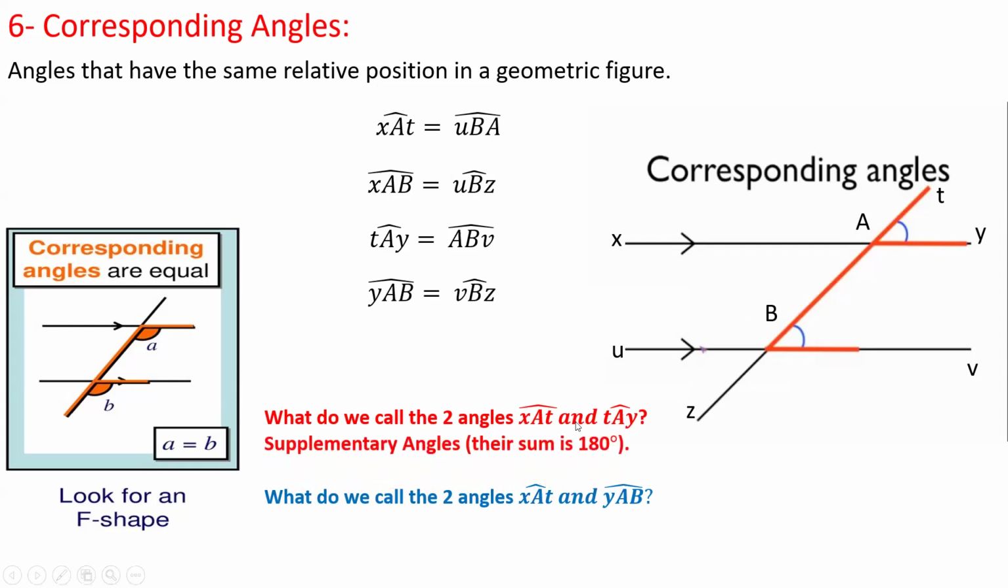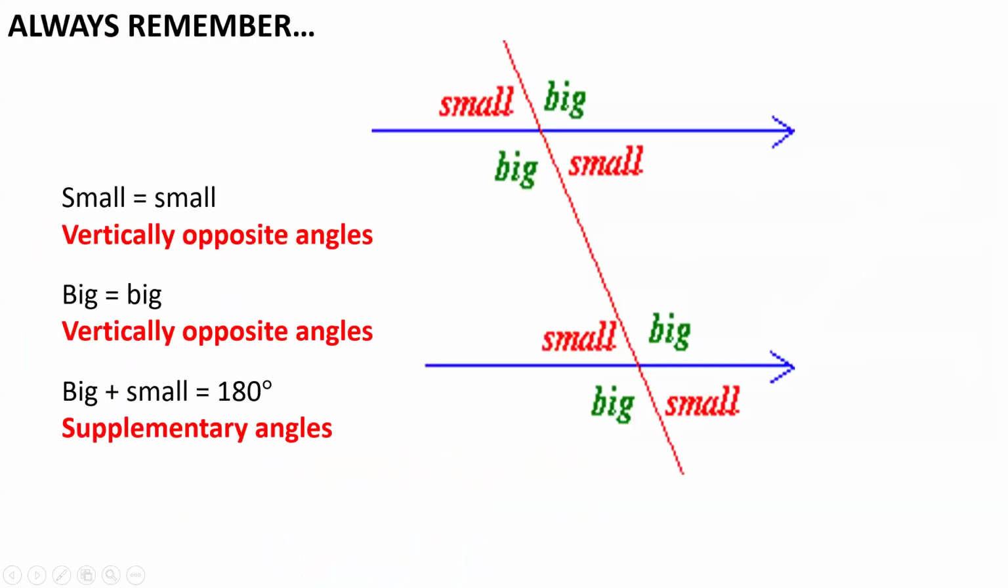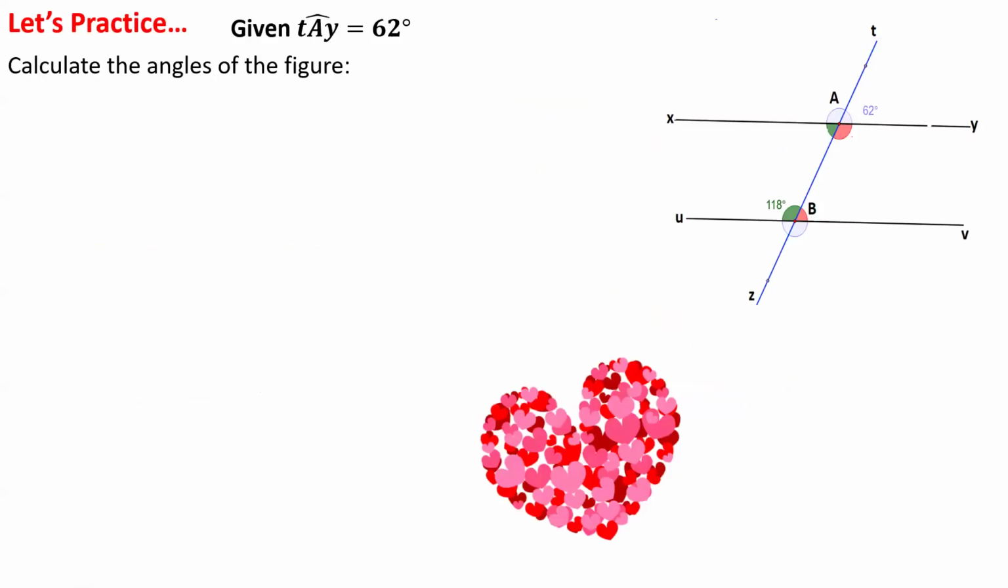So as I said, here XAT and TAY are supplementary angles since their sum is 180 degrees. XAT and YAB are vertically opposite angles, and they are equal. So always remember this shape. When I talk about alternate interior, I'm talking about this big with this big on the opposite, the small with the small. If I'm talking about corresponding, a big with a big, or a small with a small, gives me corresponding angles. Big and big are vertically opposite, small and small vertically opposite, big plus small are supplementary angles, 180 degrees. Let's practice this exercise.